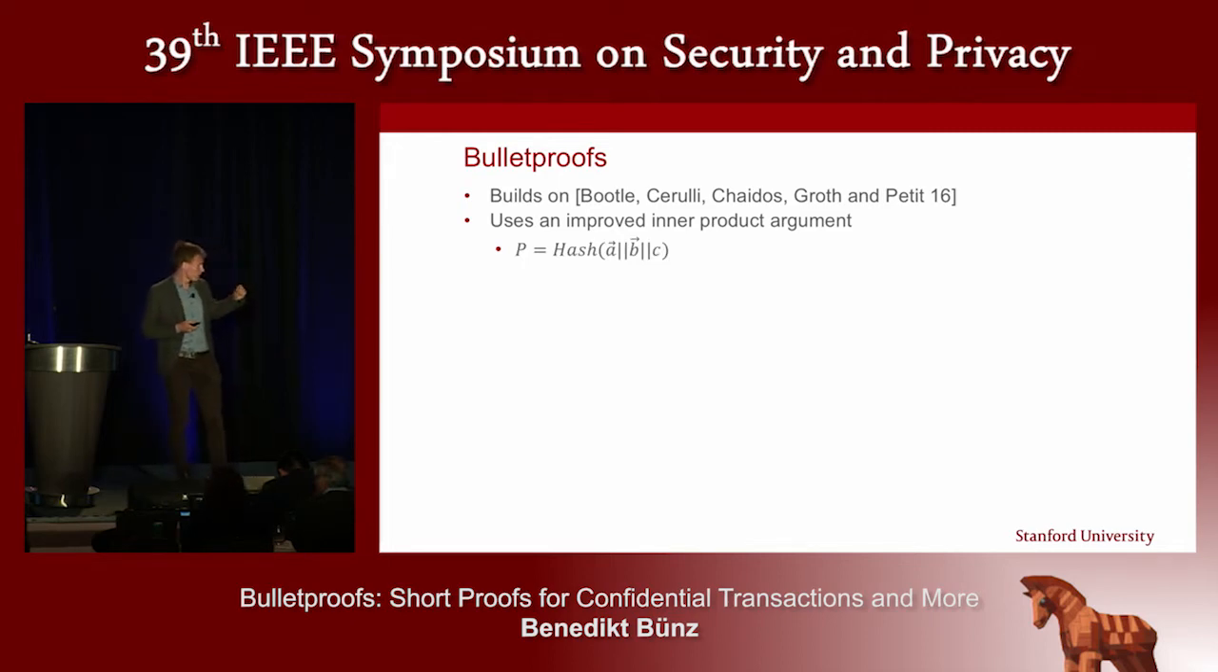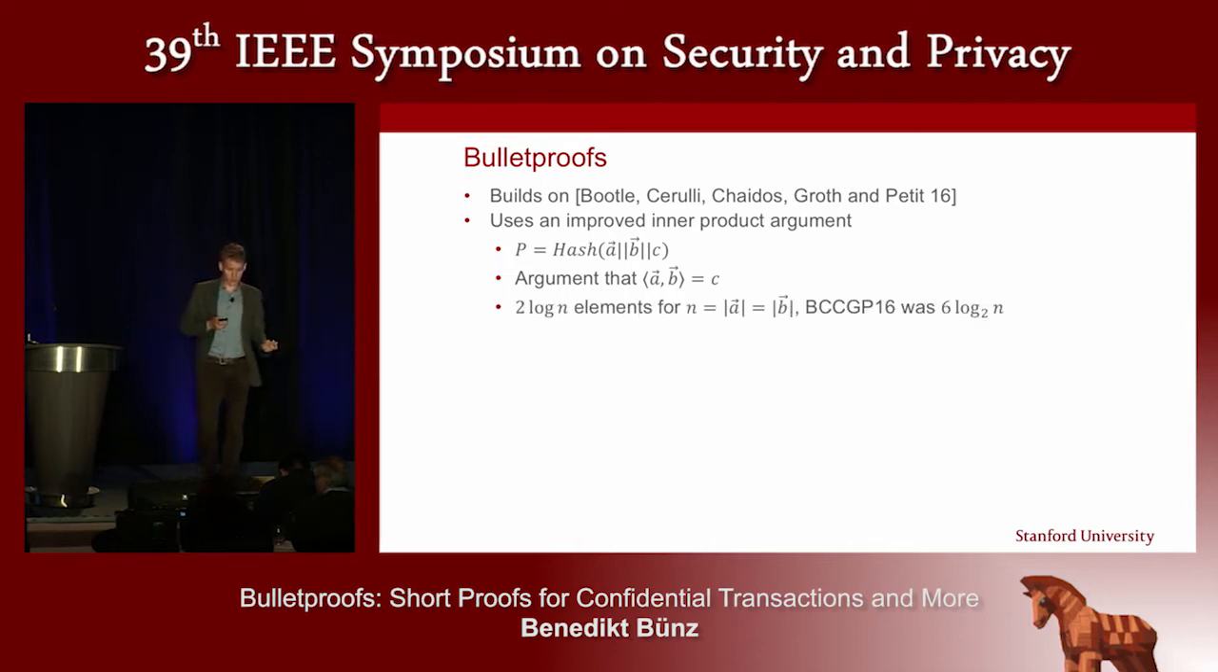Well, it's a proof that, say I have two vectors, A and B, and a scalar C. It is a proof that the inner product between A and B is this value C. But the important property of it is that it is logarithmic in the size of the vector. So to convince you that this statement is true, I only need to send you 2 log n cryptographic elements. These elements are 32 bytes if you use 128-bit security, and this improves from the previous version, which was 6 log n.